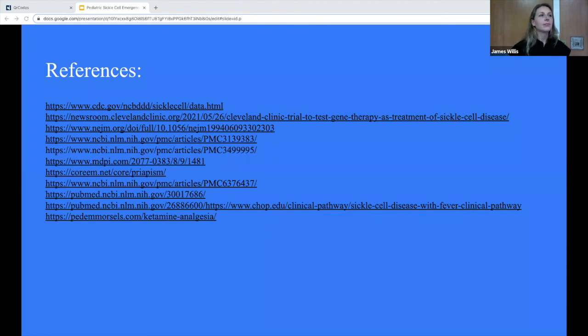Two comments. Just one, remember that the mixed genotypes for sickle cell can present atypically. Sometimes they can have no complications, and sometimes they can have complications at different ages than usual. So just be vigilant with that.